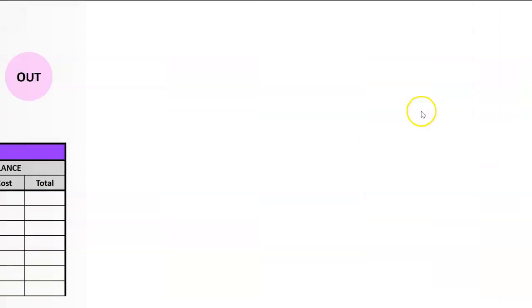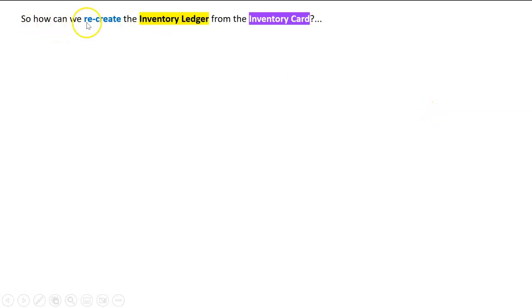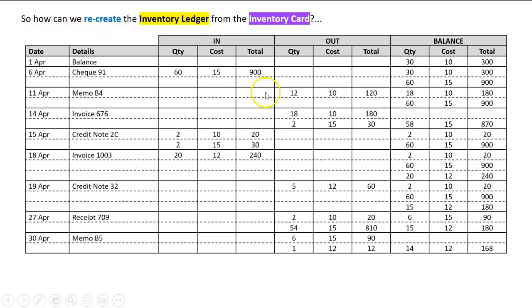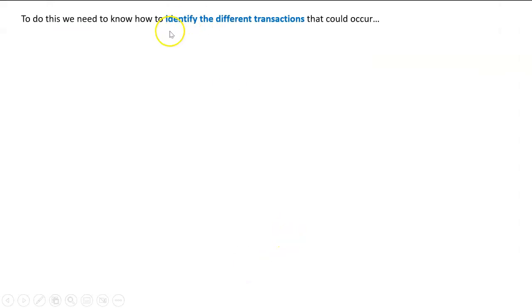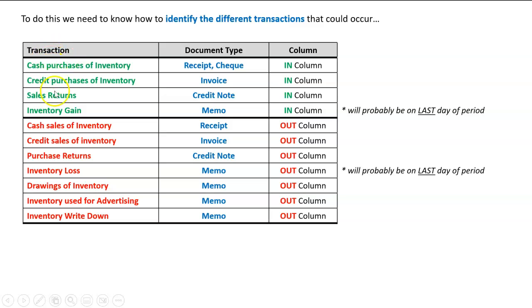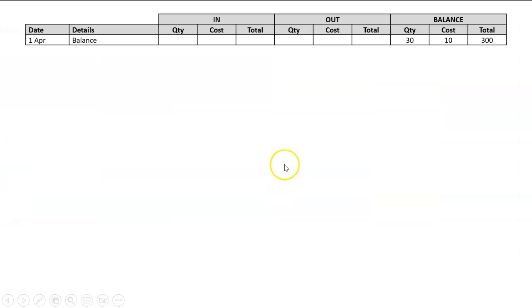So we should expect to see these things in the in column and these things in the out column. Now, another thing we did is we said, how can we create the inventory ledger from the inventory card? Well, we just take ins and outs and document numbers. We have a previous video about how to interpret the inventory card, where we looked at the different types of document numbers, whether it's in the in column or the out column, and what that must mean. So we said, here's all the transactions that could occur, here's the document type, and here's the column. And that's what we're going to do for each transaction. That will help us determine whether it's making inventory go up or down and what it was for.